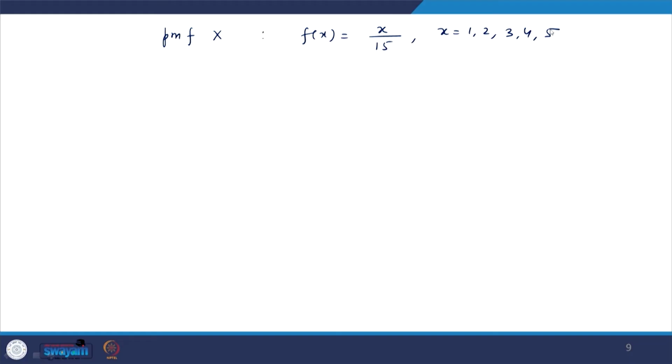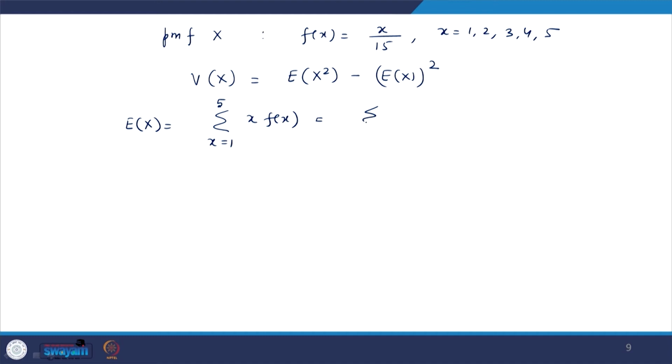Now, you want to compute variance of x. As per the formula, variance of x is expectation of x square minus expectation of x whole square. So, you want to compute two things, first expectation of x square and then expectation of x. Let us compute expectation of x first. It is a discrete case, so summation will come: summation of x f(x), where x is varying from 1 to 5. Substituting f(x) as x upon 15, 1 upon 15 will come out, and it is summation x varying from 1 to 5 of x square.